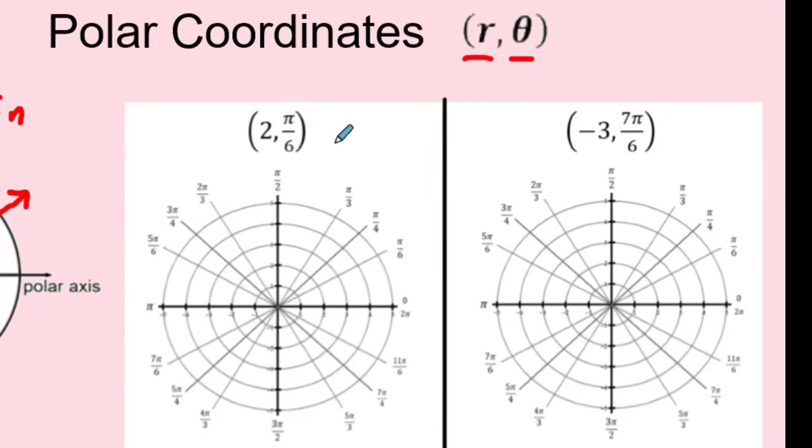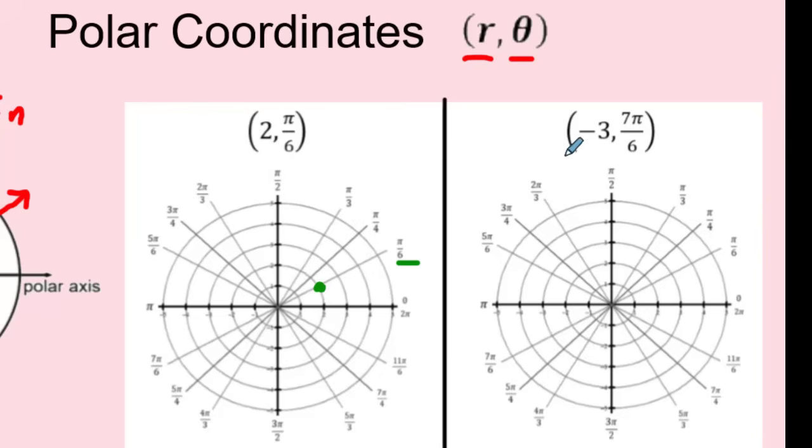So here's an example. What is this? This is (r, theta), this is (2, pi over 6). So here's a polar plane, and I'm just going to go out. Each rung here is like the radius. So I'm going to find my pi over 6. There it is. I'm going to go out 2, put a dot. Boom. Easy peasy. That's it, man.